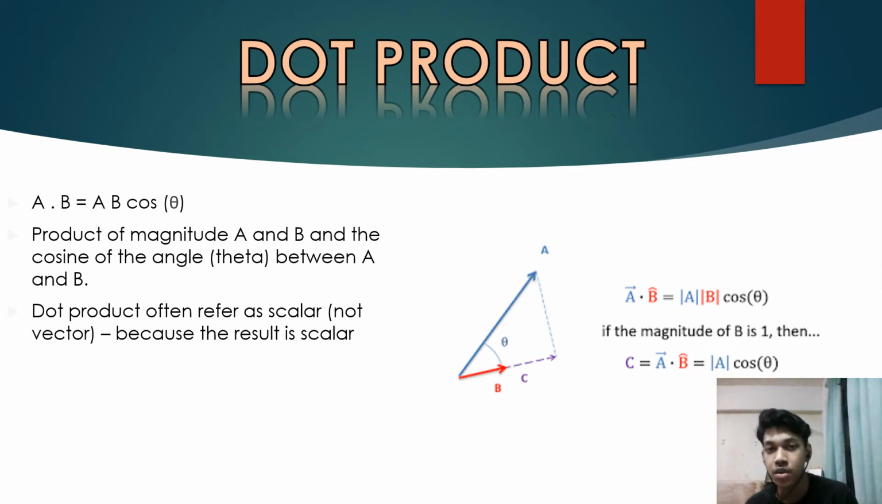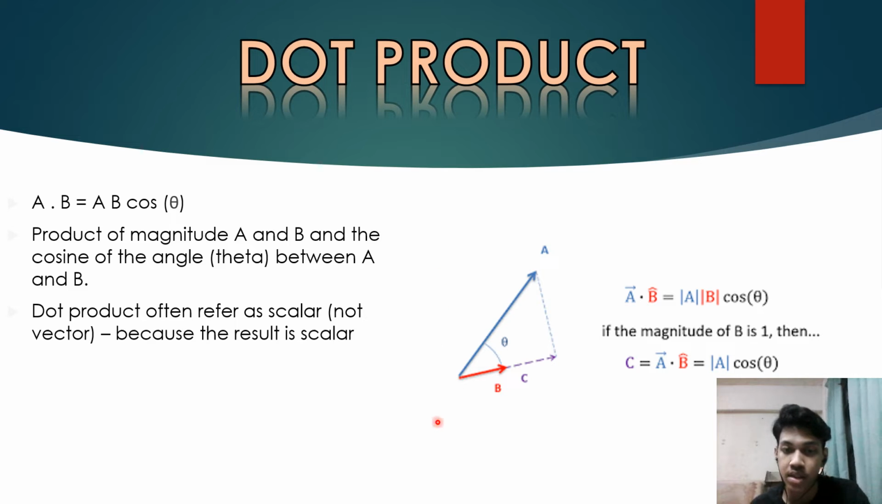Next, we are going to talk about dot product. Dot product is when we have two vectors, vector A and vector B. It is the product of the magnitudes of A and B and the cosine of the angle theta between A and B. The dot product is often referred to as a scalar. It is not a vector because the result is a scalar.